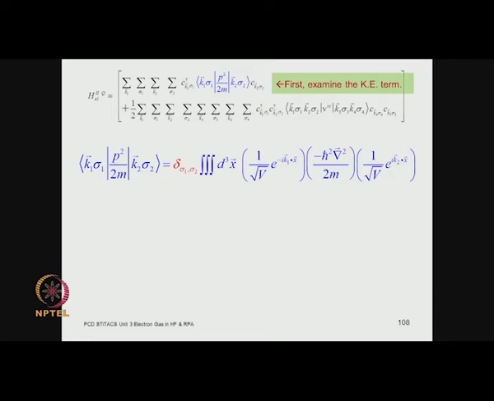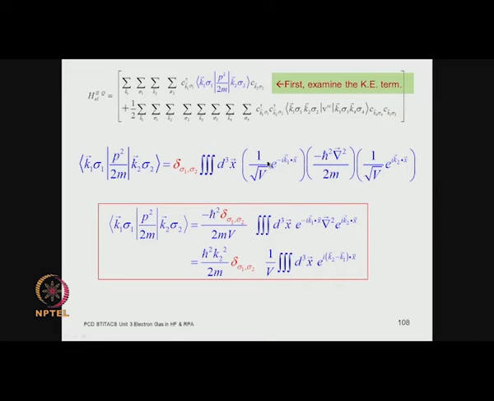Okay. So, what do you get? From this 1 over root V and 1 over root V, you get a factor of 1 over V. You get this Kronecker delta between the 2 spins sigma 1 and sigma 2. You have minus h cross square over 2m, and then you get the matrix element of the del square operator, and essentially you have to evaluate this integral. Now, some of you possibly recognize this integral already.